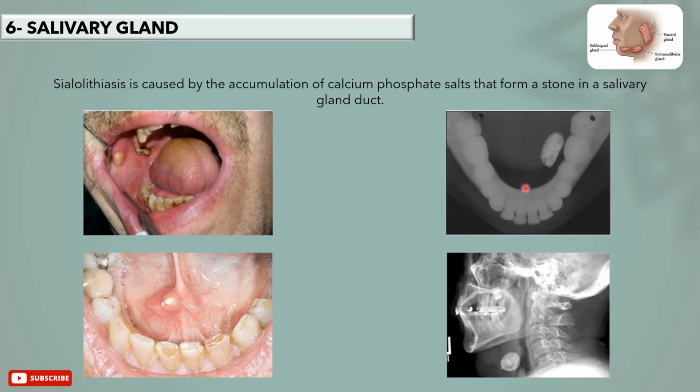This X-ray shows an occlusal view of the lower arch, and here is a stone in the submandibular ducts. Also, it's a lateral view, and it shows the same stone.